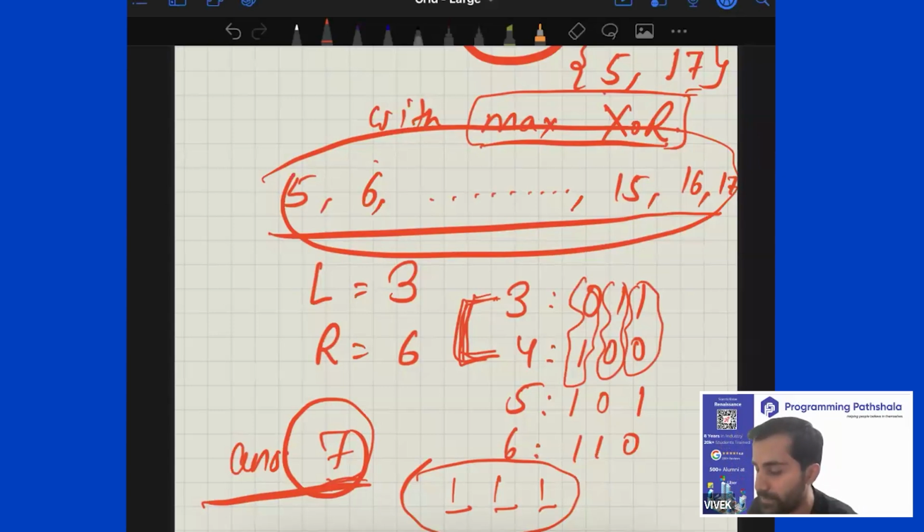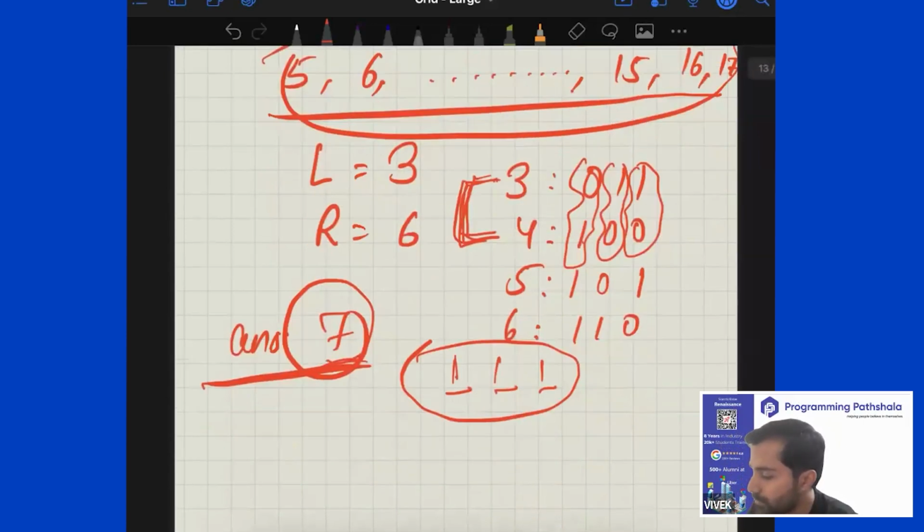So many bit positions are differing. Because if so many bit positions are differing, then taking the XOR will result in one at those bit positions, and that would increment your answer. Right? So this is what you want. But how to pick that number and how to go about it, this is the important thing to understand.